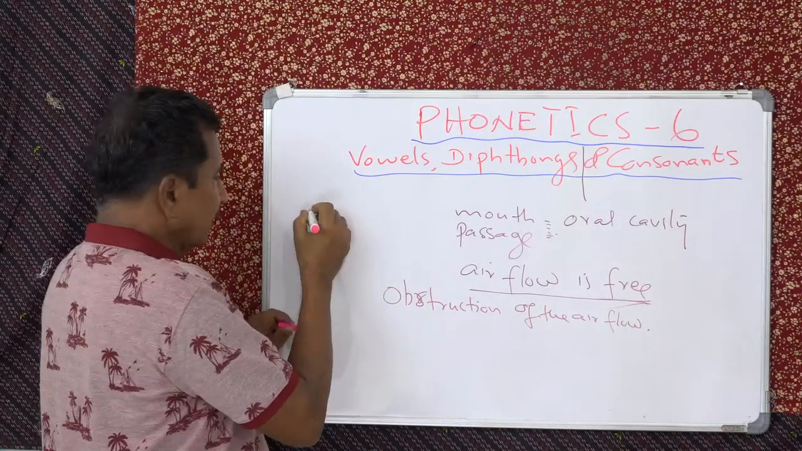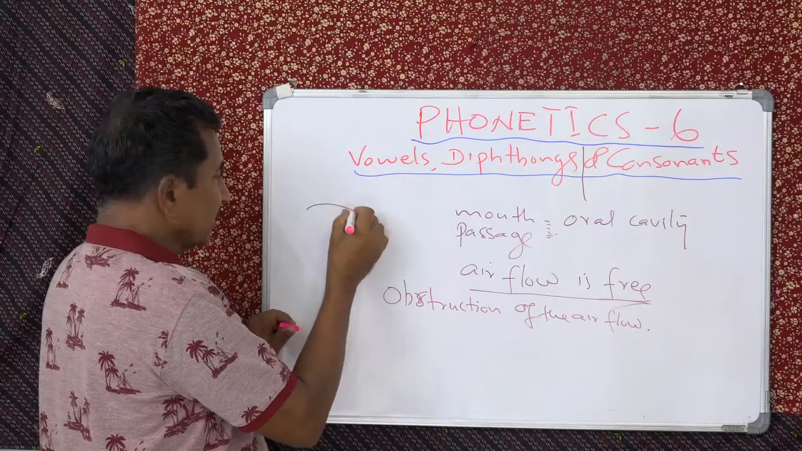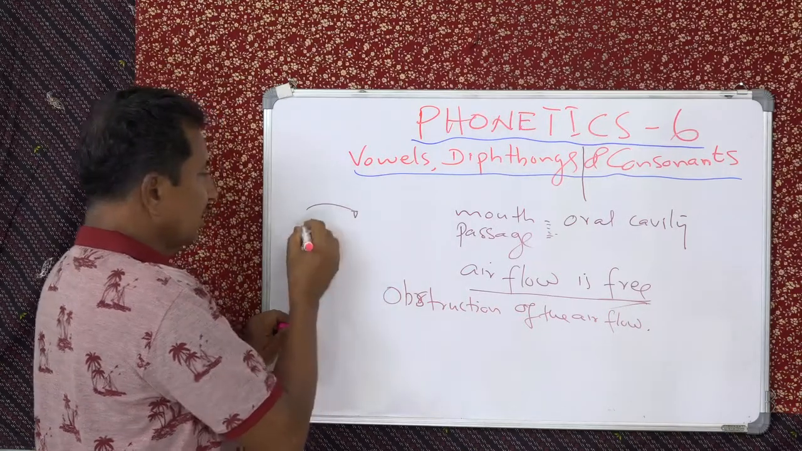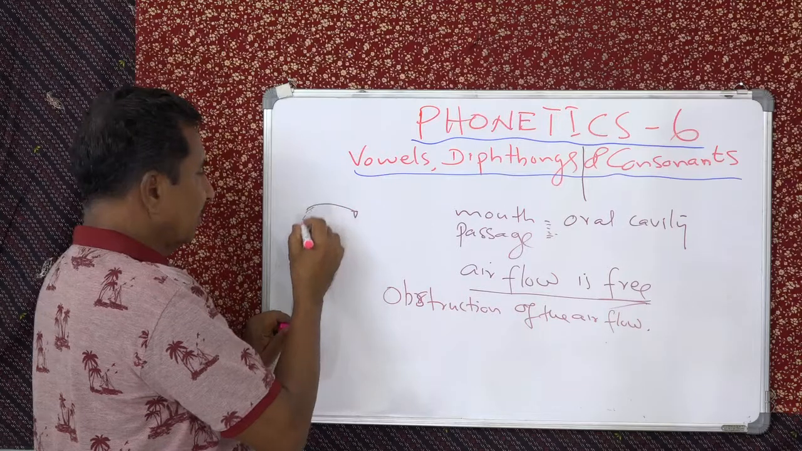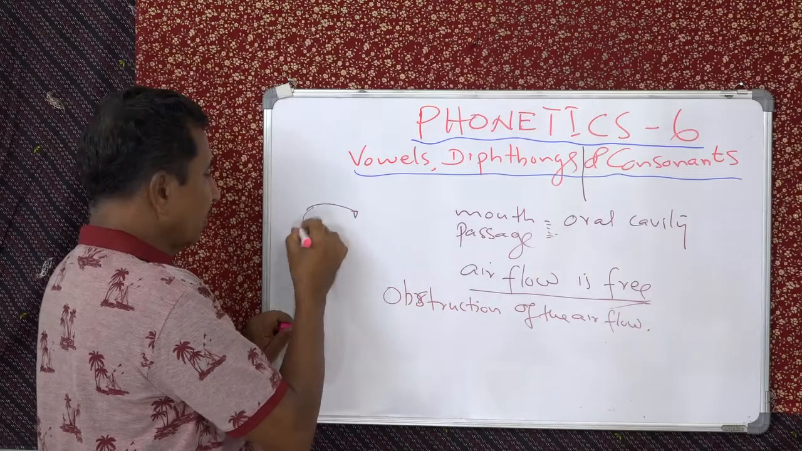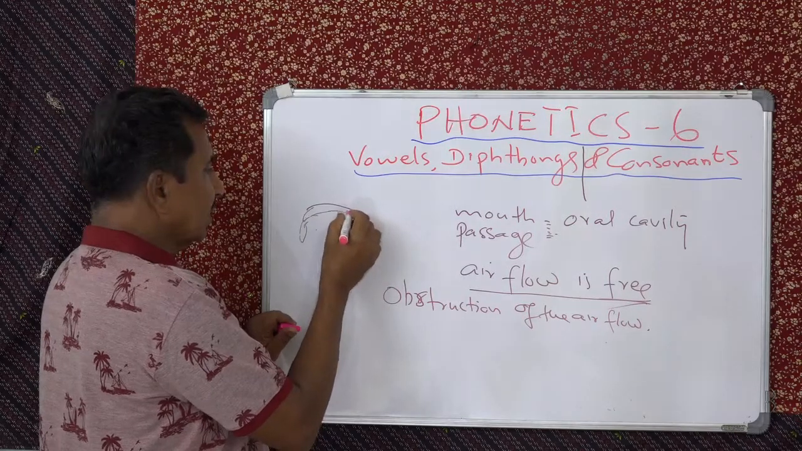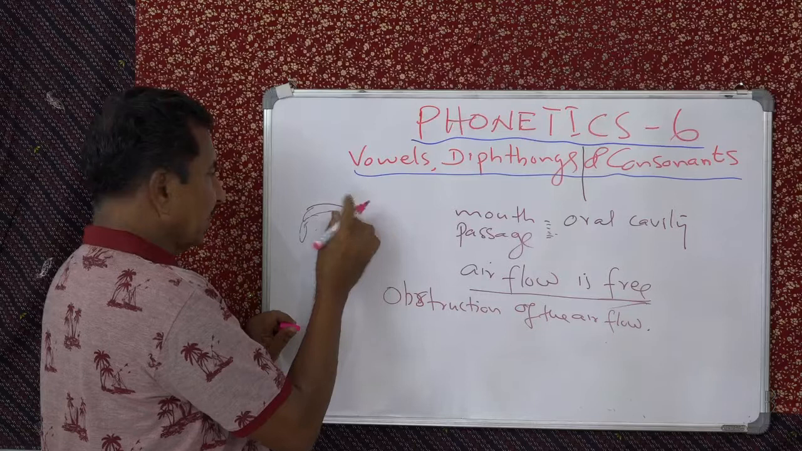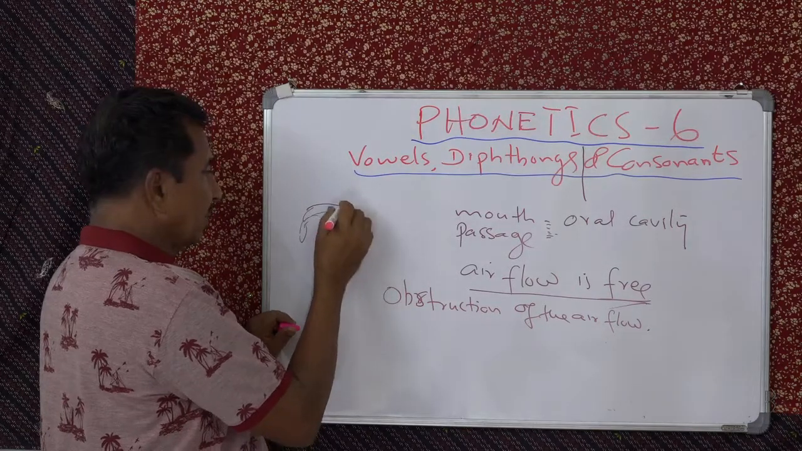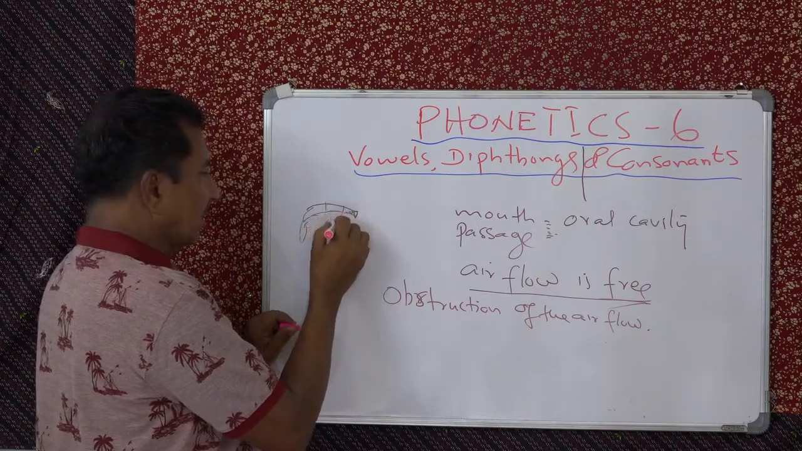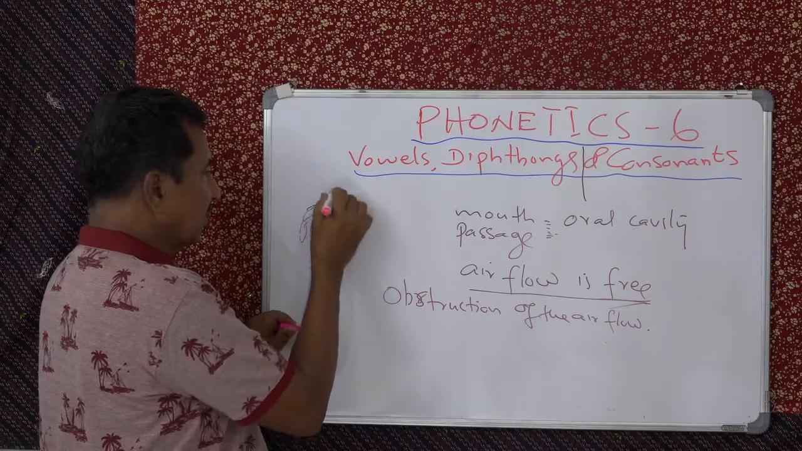The palate, the upper part, the roof of the mouth, is like this. Here you have the teeth, and here you have the uvula and all those things. Then this part is very soft. This is the gum. Behind this you have the hard part. The whole thing is the palate.